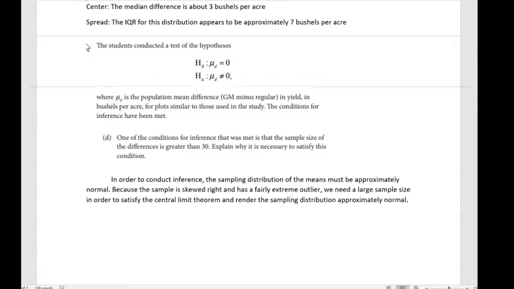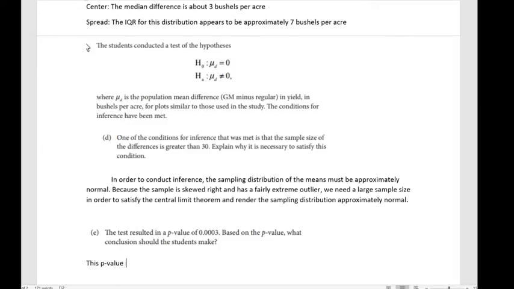The last part here is asking us to interpret. So if we go here, the test resulted in a p-value of 0.0003. Based on the p-value, what conclusions should the students make? So this p-value is very small.